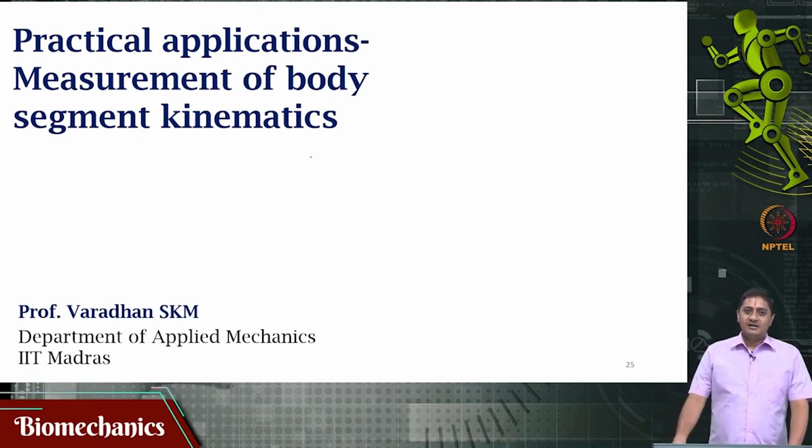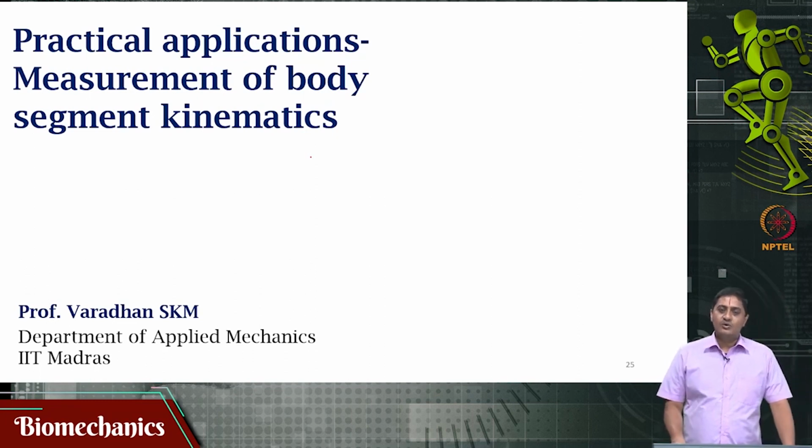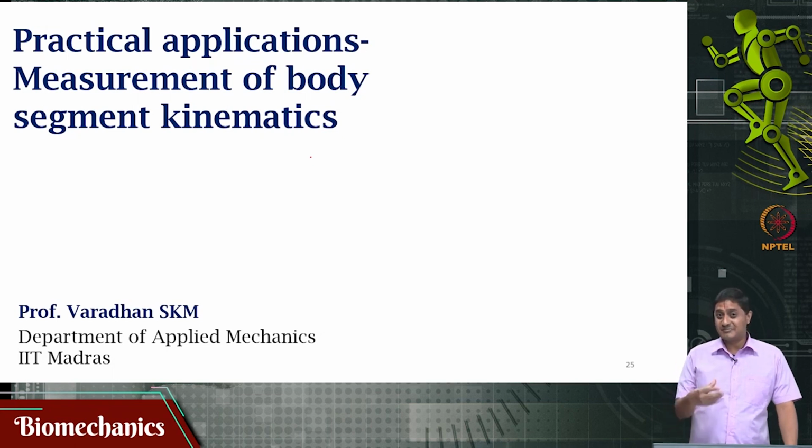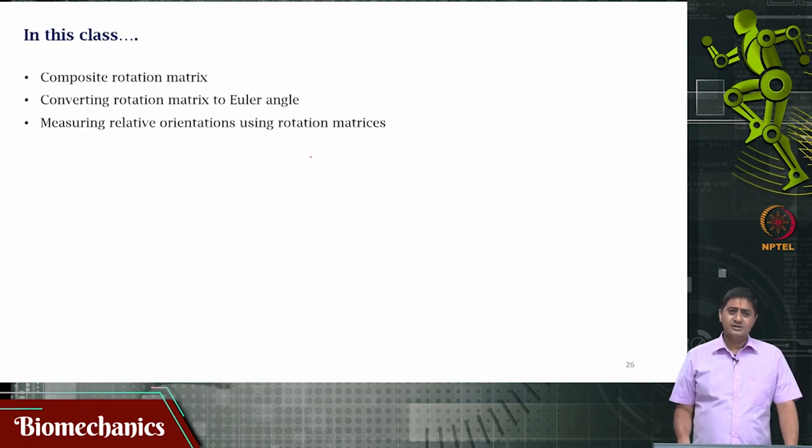We have been looking at practical applications and how we can measure body segmental kinematics, how to represent them, how to plot them, and how to graphically represent them using software. We looked at some MATLAB examples of this in the previous class. In this video, we will look at the composite rotation matrix, that is a rotation matrix that has an angle or different angles about the three principal axes.